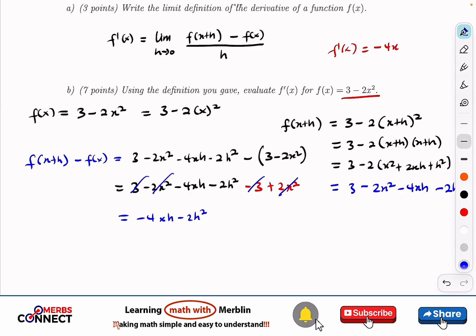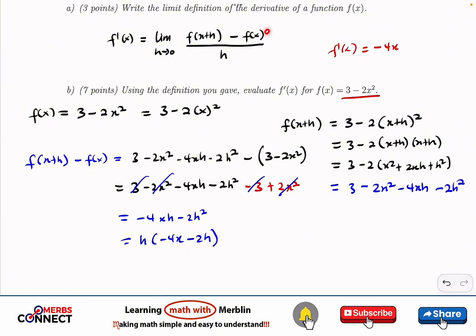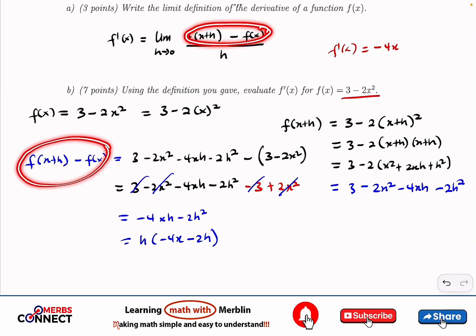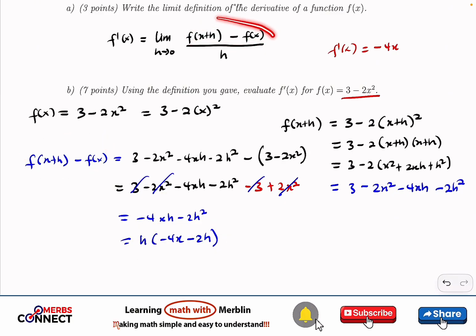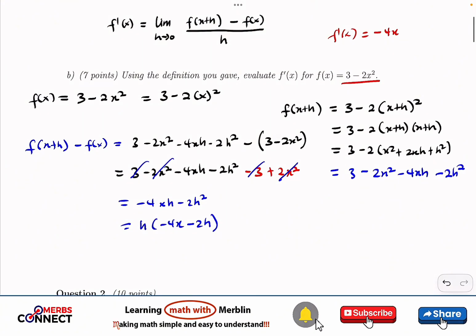So what I can do here is, since all the terms are with h, I can factor h out and have minus 4x minus 2h. So this is very simple. So I was able to find this, which is equal to this. So now I can use the formula here. So now let's find f prime.